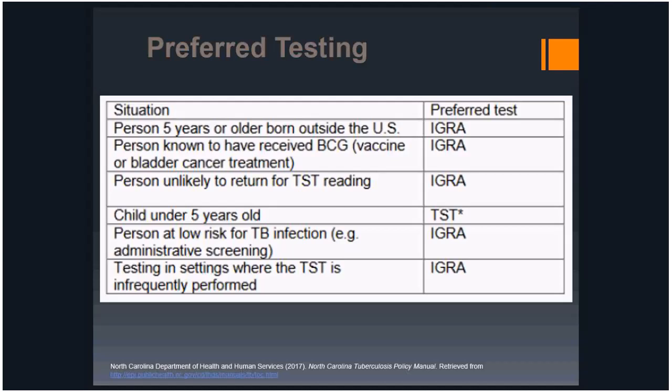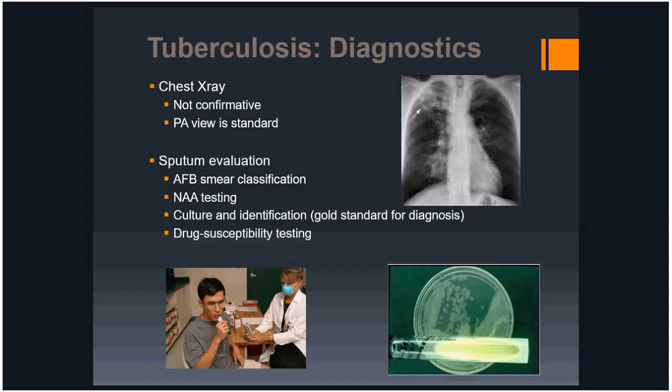So this is a table that just shows some of the preferred testing, and you can see IGRA is overwhelmingly preferred and recommended. When it comes to actually diagnosing someone with tuberculosis, you're going to need a chest x-ray. The chest x-ray, however, is not confirmative. Typically a PA view is standard. You may see a PA and lateral view, which is not uncommon, but the PA is standard.